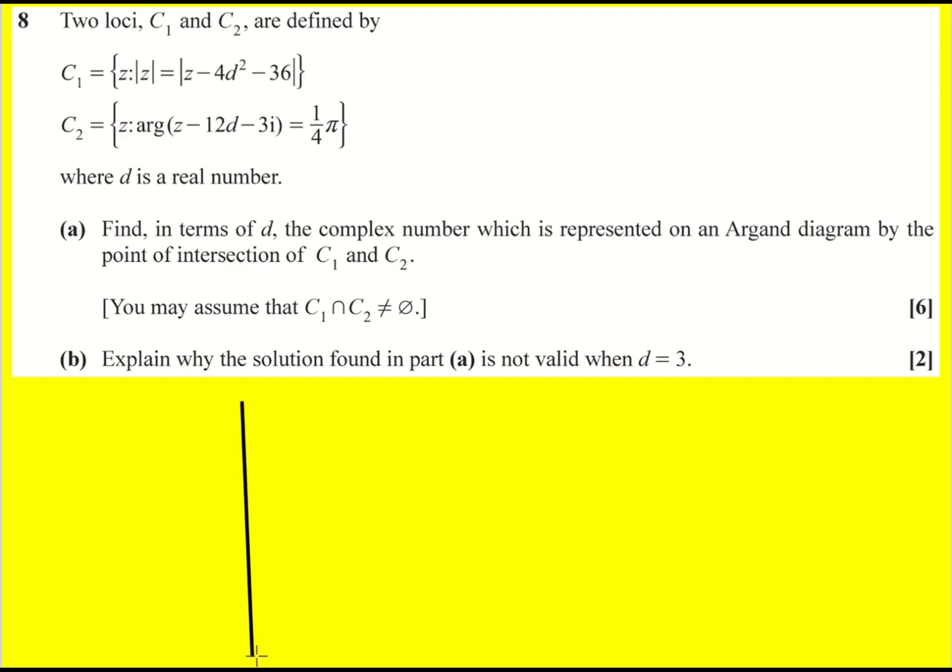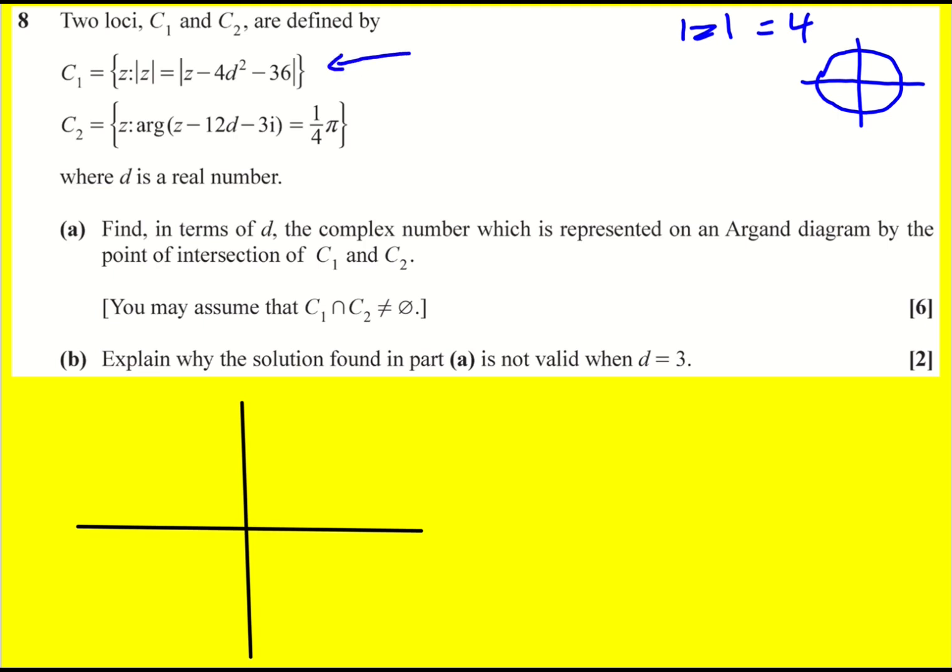You need to know your three different loci. One of them that's not here is if you have the modulus of z equal to 4, then you get a circle with radius 4, in this case centered at the origin. The second one, which is what C1 is, is that you essentially have two circles and you can vary the radius, and you end up getting the perpendicular bisector between the two centers.